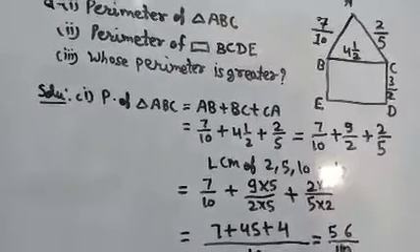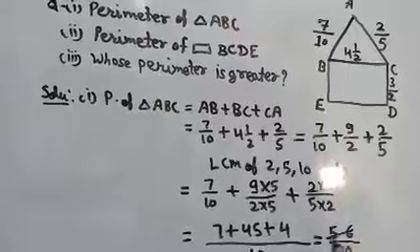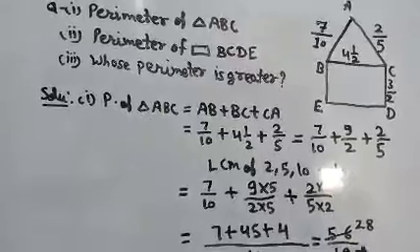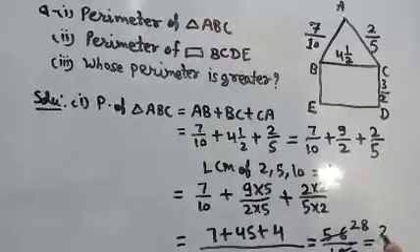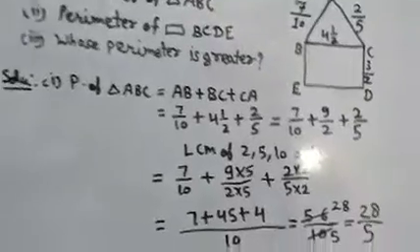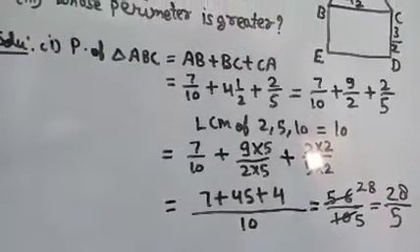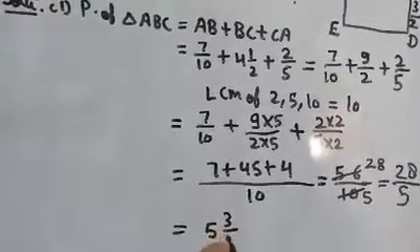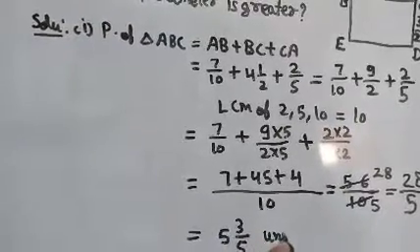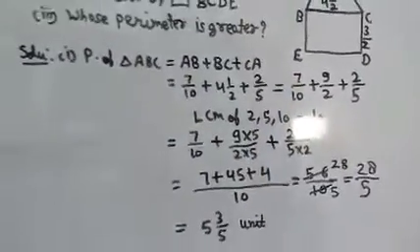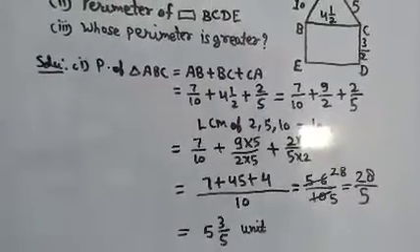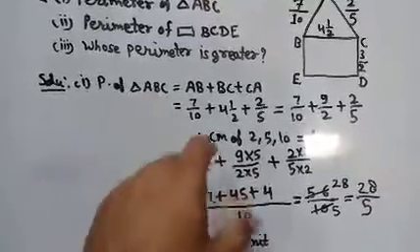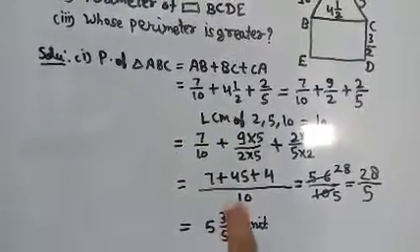upon 10. The simplest form of these two numbers: divide by 2, 2 twos are 4, 2 eights are 16, 2 fives are 10. So 28 upon 5 is the simplest form of the solution. Now convert into a mixed fraction. 5 fives are 25, so 5 whole 3 upon 5, with the unit, because there is no centimeter or meter, so we put unit. So student, this is the perimeter of the required geometrical figure triangle ABC, 5 whole 3 by 5.